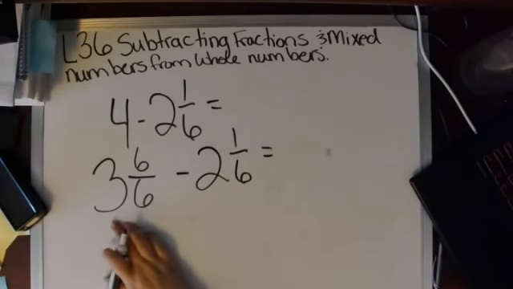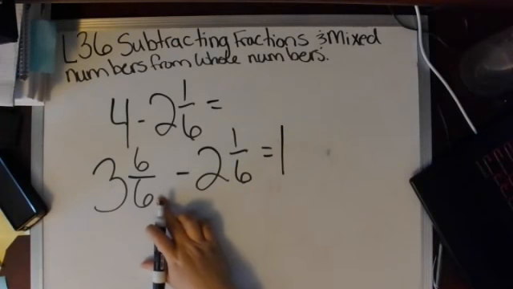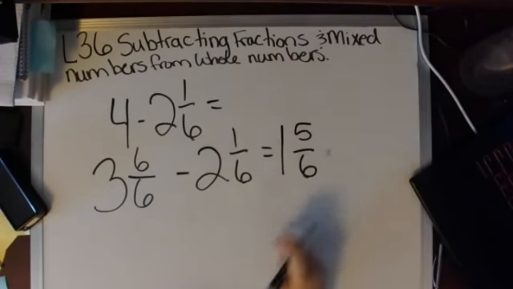Start with your whole numbers. 3 take away 2 is 1. Then you go to your fractions. 6/6 take away 1/6 equals 5/6. And you have your answer.